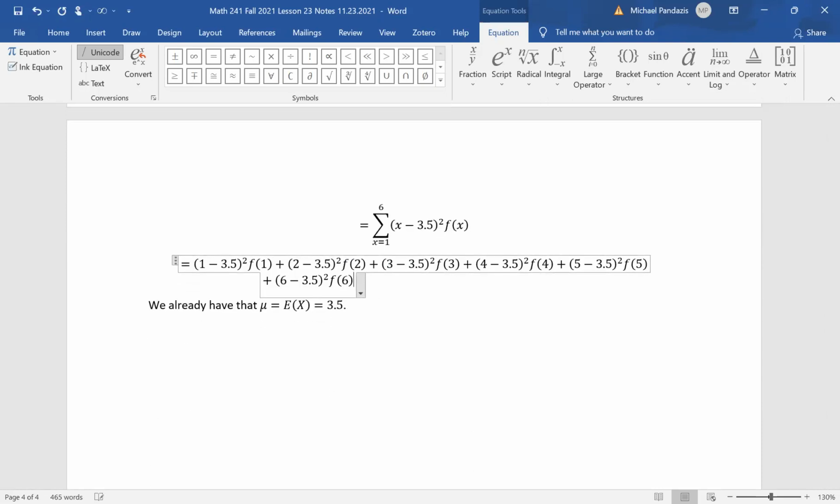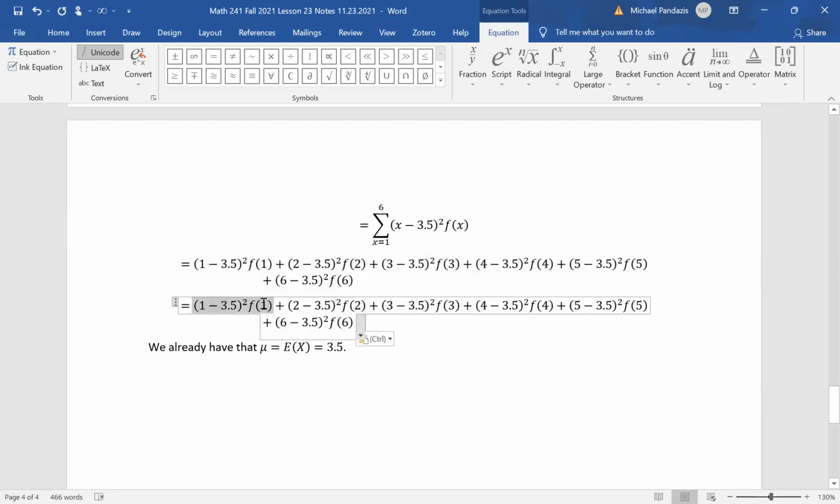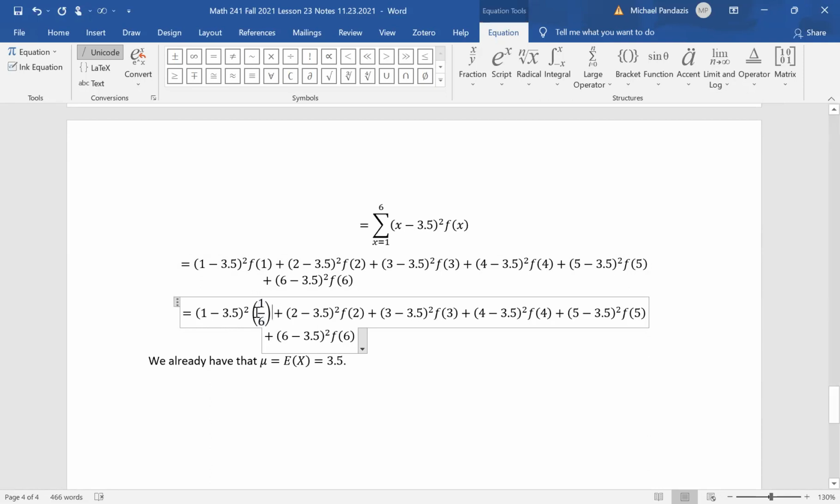And so this is equal to... the probability of each number is 1/6. So for each of these values, you just plug in 1/6. So f of 1 is 1/6.